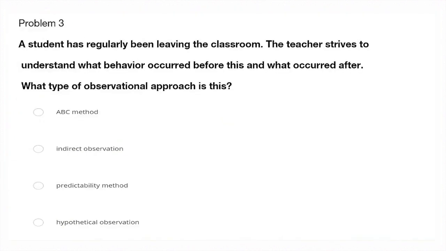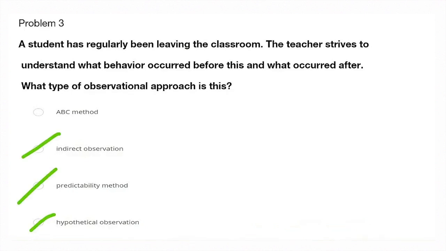It reads, a student has regularly been leaving the classroom. The teacher strives to understand what behavior occurred before this and what occurred after. What type of observational approach is this? ABC method, indirect observation, predictability method, hypothetical observation. Now let's go ahead and eliminate the incorrect answers.